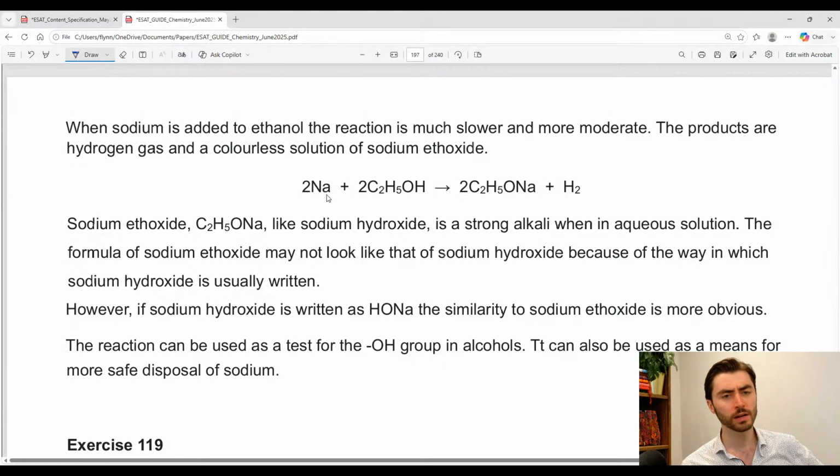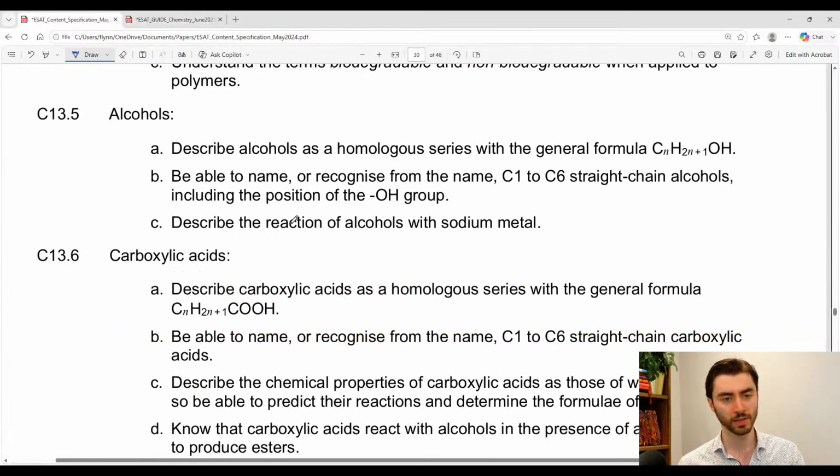So here we got the sodium displaces this hydrogen. You get this thing formed. It's important to know it's much slower and more moderate than the reaction with water, which is also a strong alkali. And it can be a test for OH groups in alcohols. It can also be used as a means for safe disposal of sodium. Okay. So that's something I wouldn't have known. So I'm glad I looked that up.